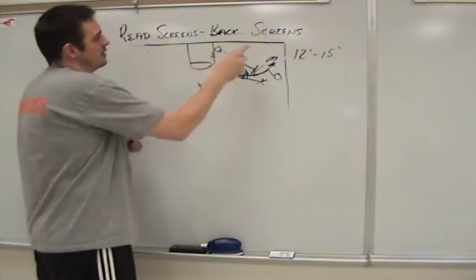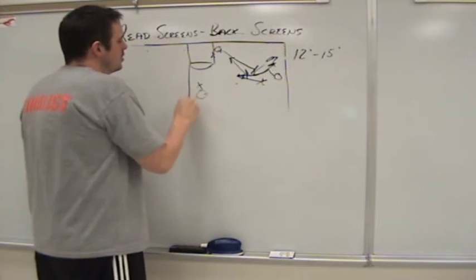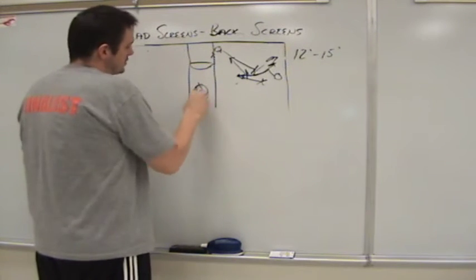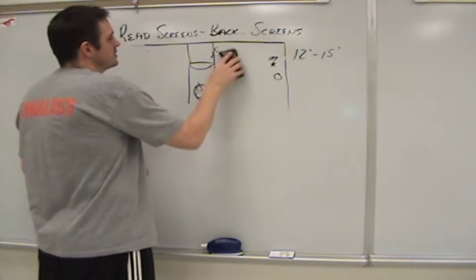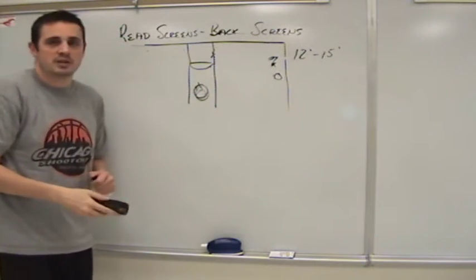In either the down screen or back screen scenario, we always try to keep this passer between the lane lines. Always between the lane lines. And that is reading screens, back screens.